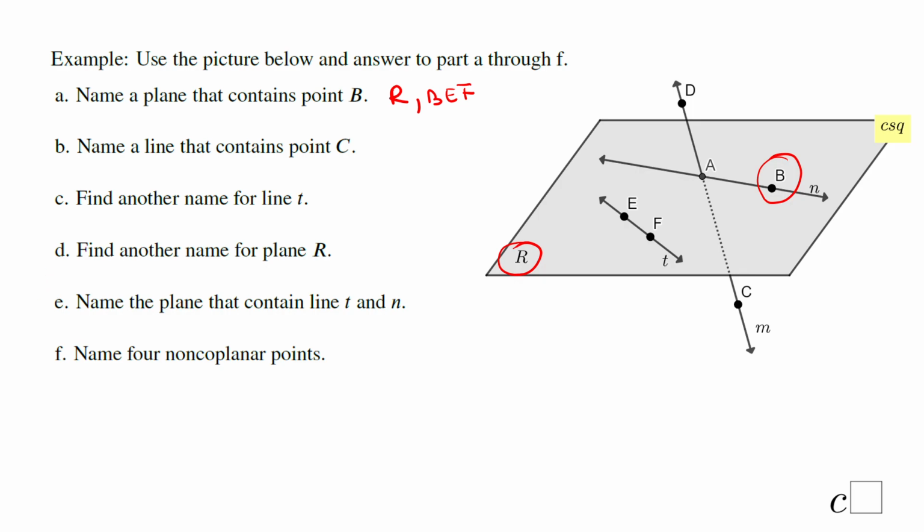Name a line that contains point C. So we notice point C. See, what would be that line? DC. I can call it like that. And then you see it, C is part of the notation. Can I call that line in a different way? Yeah, line M. Find another name for line T. Let's take a look. Where is the line T? Line T is right here. What would be the other name? EF, or FE.